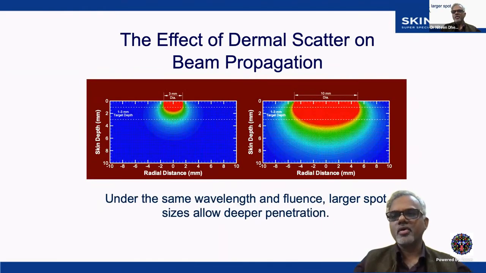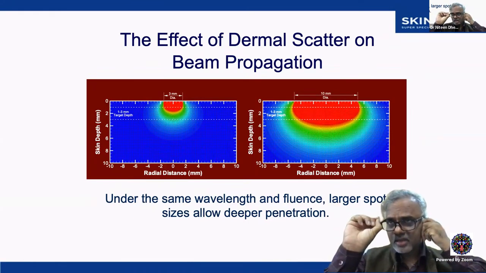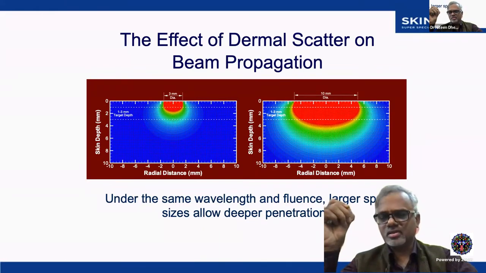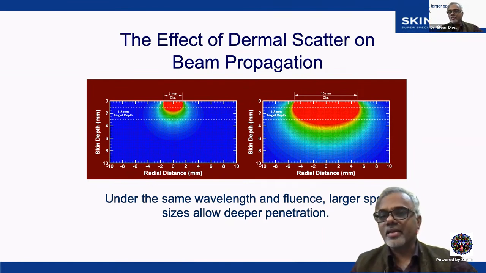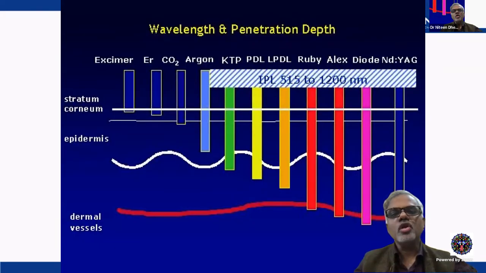This means that if you want your target to be deeper, you need a larger spot size. If you want a very shallow ablation, you use a very narrow spot size. But for laser hair removal, where the depth of the hair follicle is 3 to 4 millimeters, you need a larger spot size. So, now, how do we design a laser?